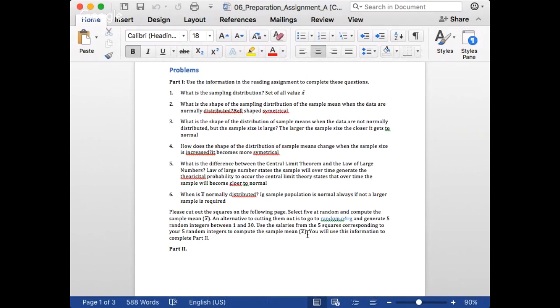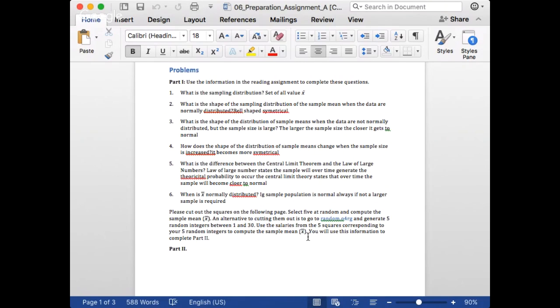Okay, however, I do have a question about this. I still do not understand the difference between central limit theorem and law of large numbers. Do any of you have an easy way of knowing the difference?